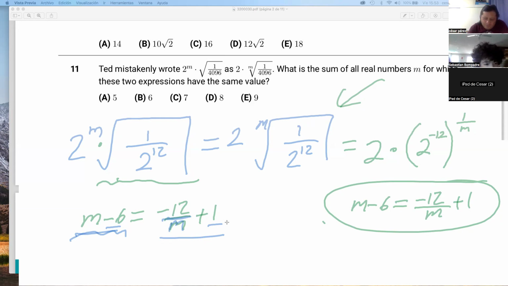What do we do? We could subtract 1. So we will get m minus 7 equals minus 12 divided by m.